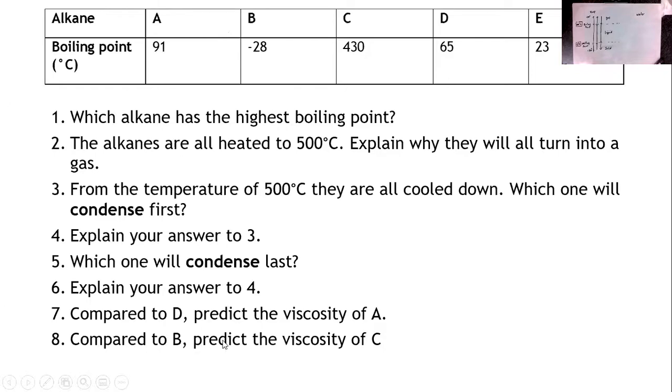Now compared to B, predict the viscosity of C. B has a very low boiling point, and C has a much higher boiling point. Higher boiling points mean a bigger molecule because there's more forces of attraction in a bigger molecule. More forces of attraction in a bigger molecule means it will be much more viscous than this one. So the viscosity of C is much more viscous than B.